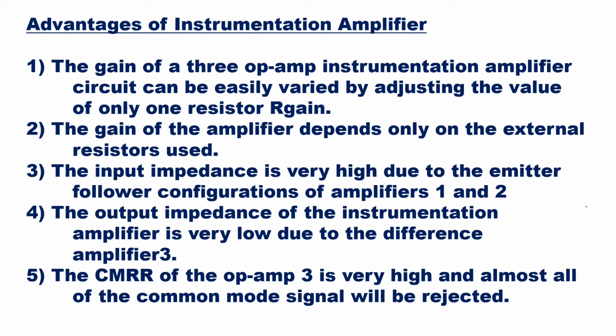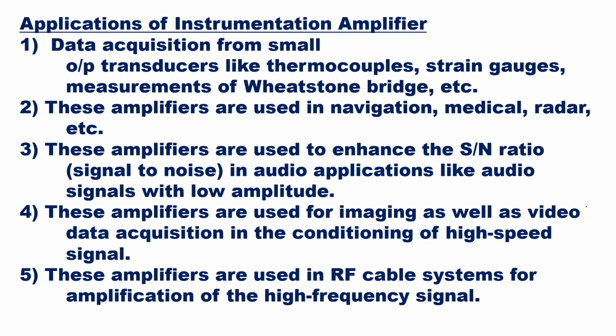Fourth, the output impedance of the instrumentation amplifier is very low due to the difference amplifier 3. So the output impedance is low. So the input impedance is high and the output impedance is low. So you will see that the loading effect is not affecting the performance of the instrumentation amplifier much. Number 5, the CMRR of the op-amp 3 is very high and almost all the common mode signals will be rejected, and in the process you can reject the noise and other interference signals.